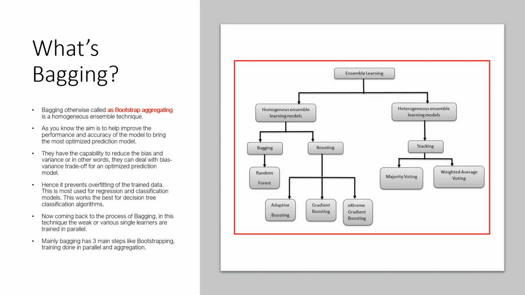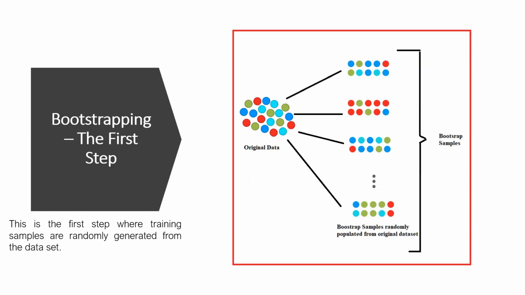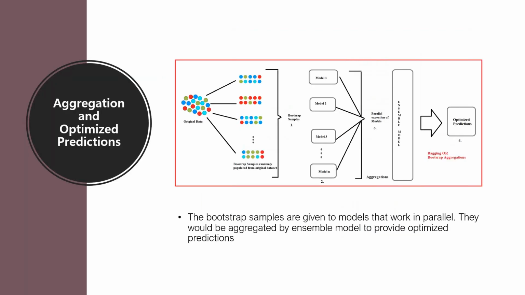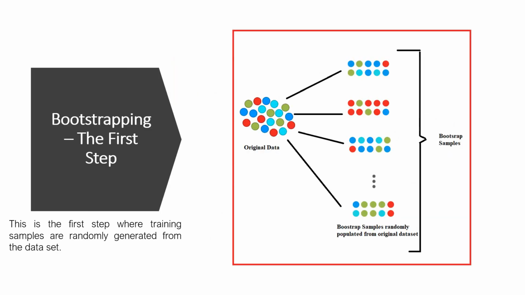In this technique, you have various single learners, or weak learners as we call them. They are all trained in parallel. Mainly, bagging comes with three steps: bootstrapping, training done in parallel, and aggregation. Bootstrapping and training done in parallel, followed by aggregation, is very important and you need to understand this flow.